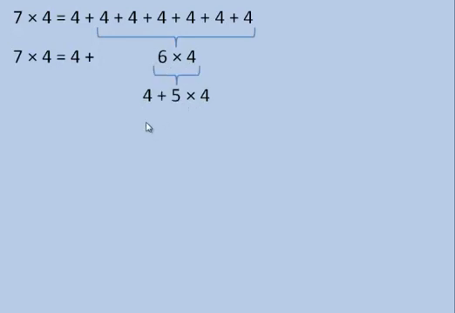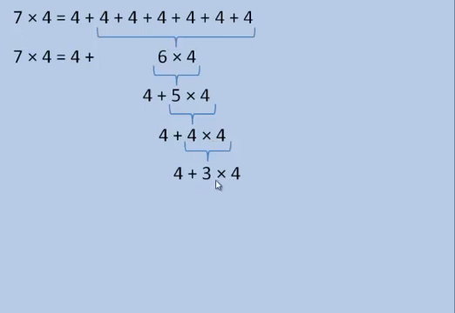6 times 4 is the same thing as 4 plus 5 times 4. And 5 times 4 is the same thing as 4 plus 4 times 4. And 4 times 4 is the same thing as 4 plus 3 times 4. So you can see the pattern that's evolving here. The multiplication is being systematically reduced to a smaller version of the original problem.